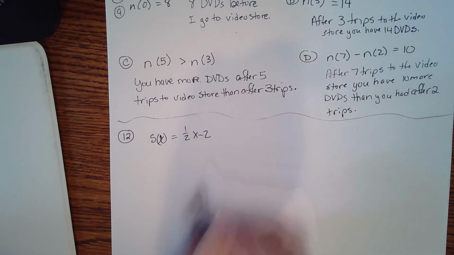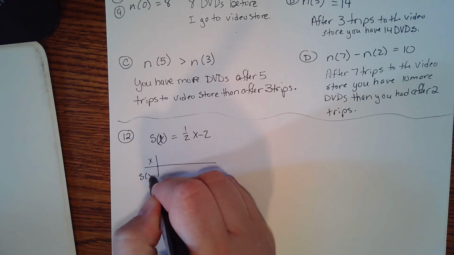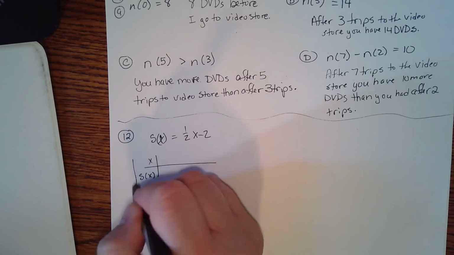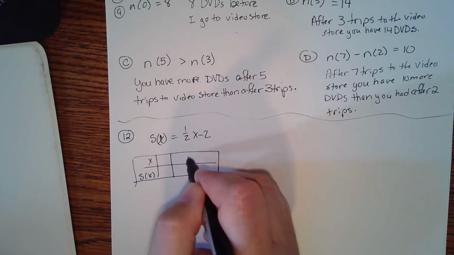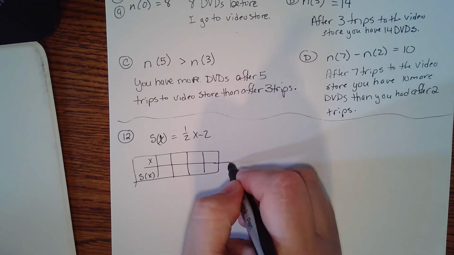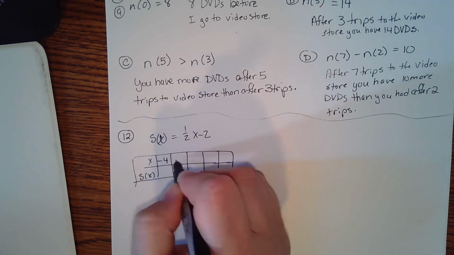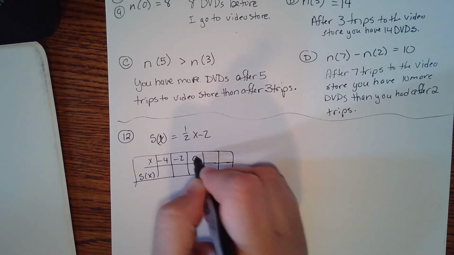Now, folks, all I'm asking you to do is complete the table. So basically, it's like the first ones we did. It's not any more complicated. You're just completing the table. Let me add one more box there. So we have negative 4, negative 2, 0, 2, and 4.